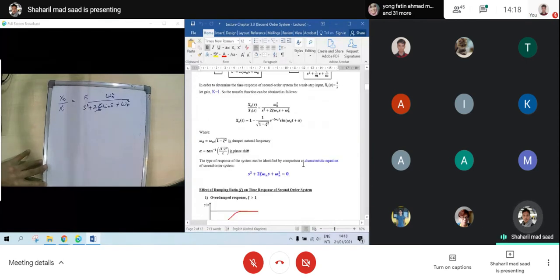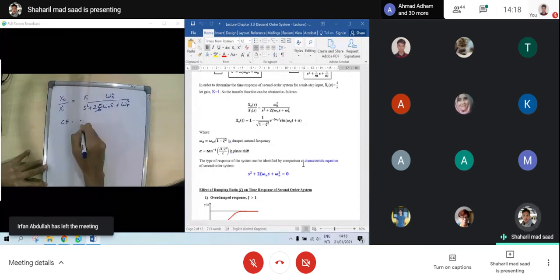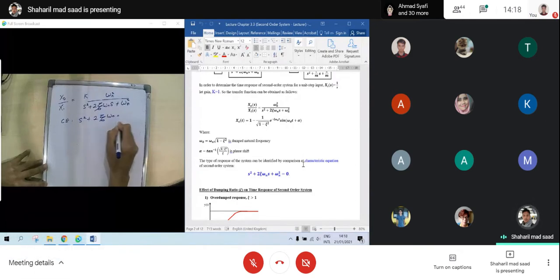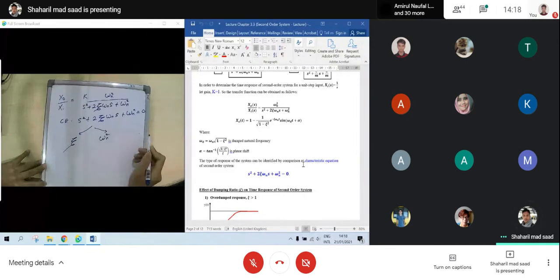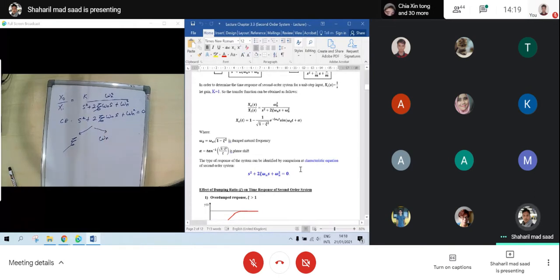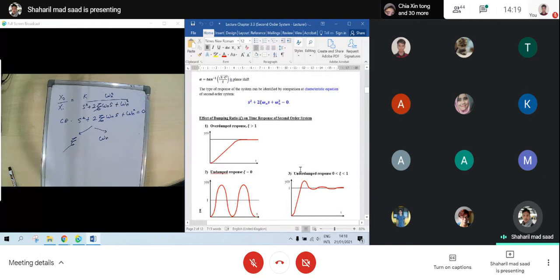From this one, we get the characteristic equation for the second order system: s squared plus 2 damping ratio omega n s plus omega n squared equals 0. You need to compare, and you can get the damping ratio and the natural frequency omega n.